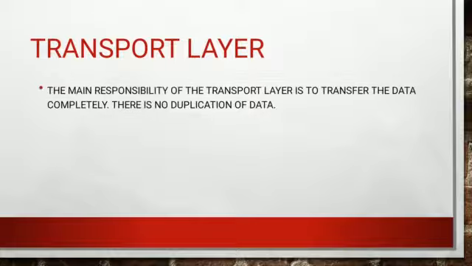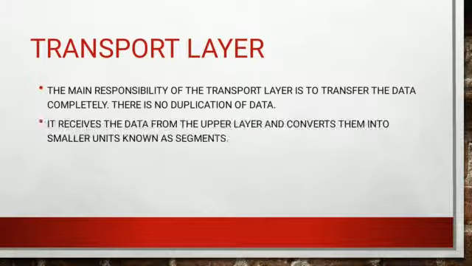Now coming to the transport layer, the main responsibility of this layer is to transport the data completely, that is, without duplication, so the data is correctly sent to the receiver. This is the main responsibility of the transport layer. Whatever data is collected from the upper layer, the session layer, is divided into segments, meaning different parts, and each part is transmitted to the network layer. Here the data is in the form of segments.